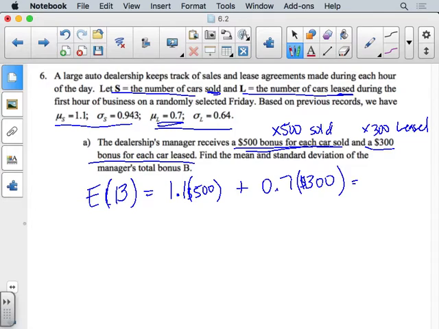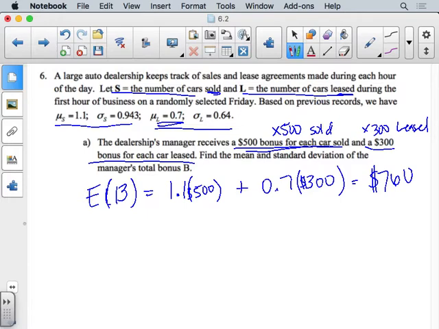So 1.1 times 500 plus 0.7 times 300. I think something like $760 per day. So that's our expected amount.